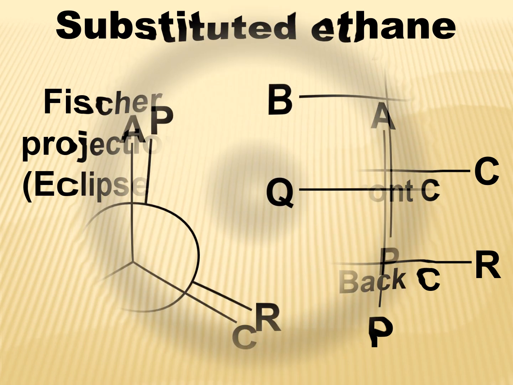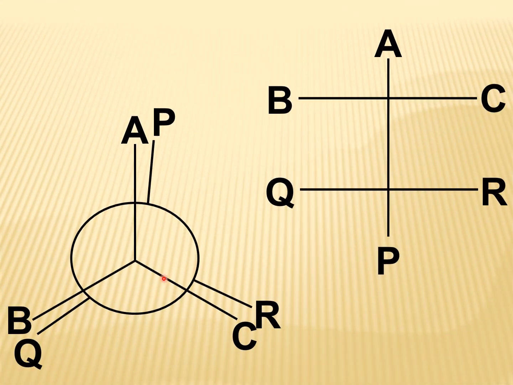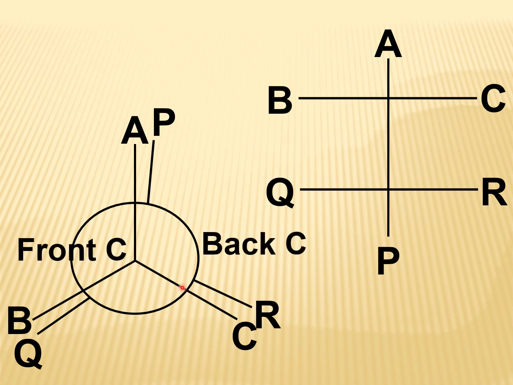Now together, so this is the Newman and this is the Fischer. If you view them together, you can understand how to draw this. So you can see here, this is the front carbon and this is the back carbon in the Newman.